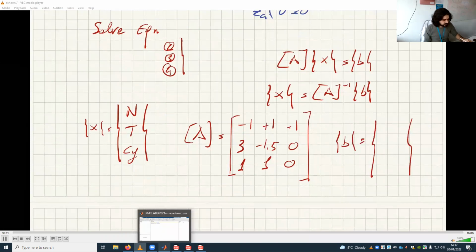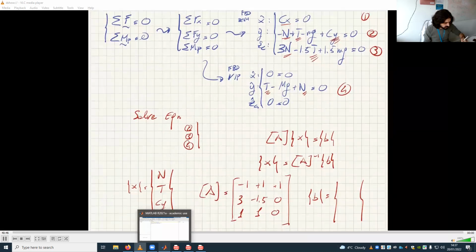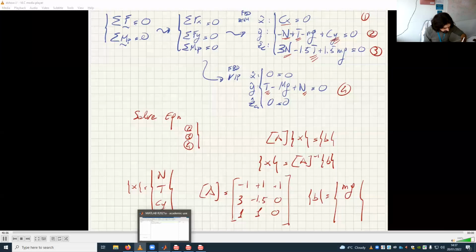And then B are the terms that didn't fit on the other side. So of course, this must go on the other side. So in equation 2, we have mg. In equation 3, we have minus 1.5 mg. And in equation 4, we have plus capital Mg.